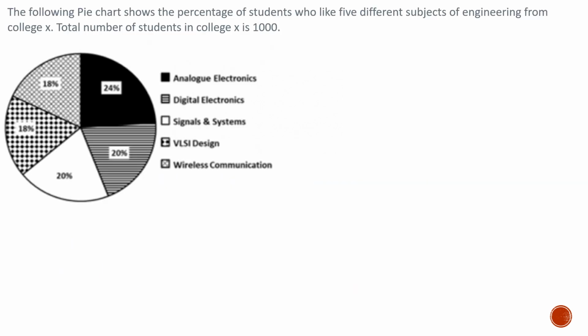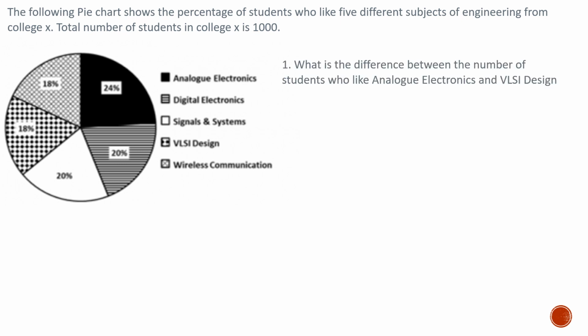So next problem on pie chart. The following pie chart shows the percentage of students who like 5 different subjects of engineering from a college X, and the total number of students in that college is 1000. So here, this is a pie chart. The different shades represent different branches of engineering. We have analog electronics 24%, digital electronics 20%, signals and systems 20%, VLSI design 18%, wireless communication 18%. So total 100% is equal to 1000 students.